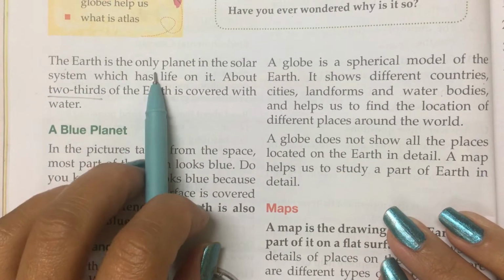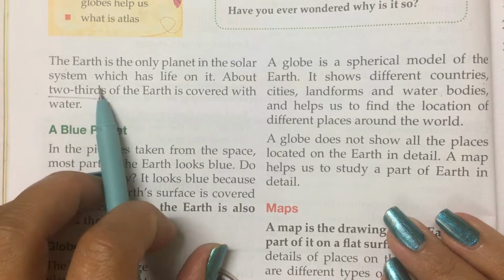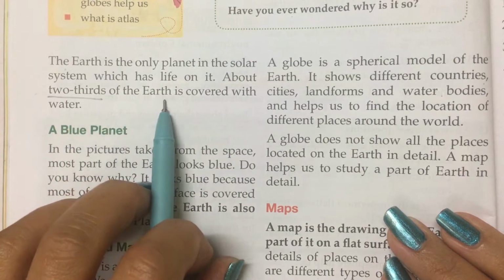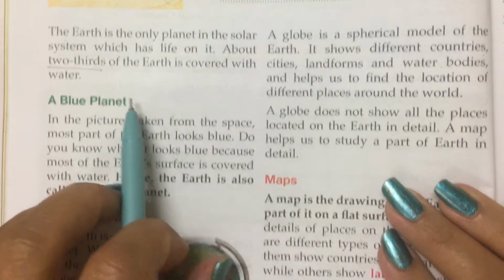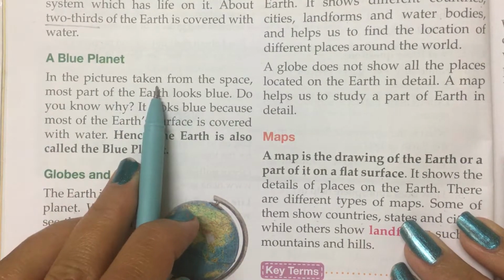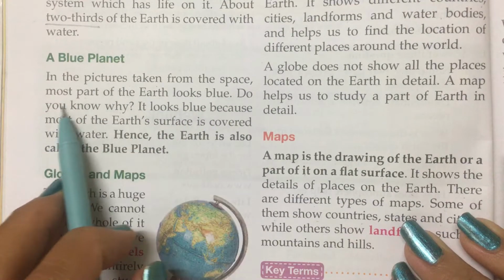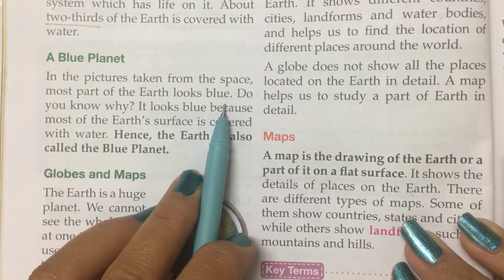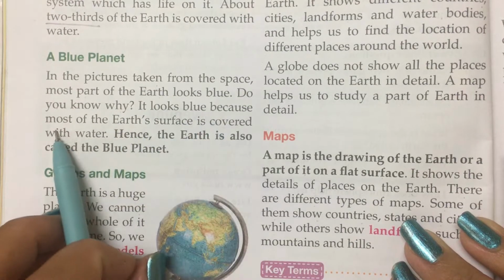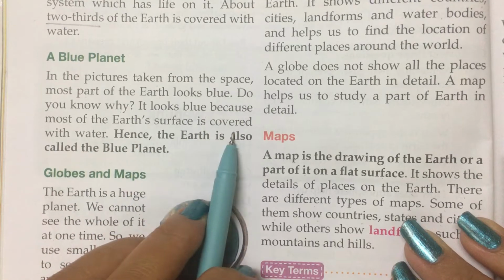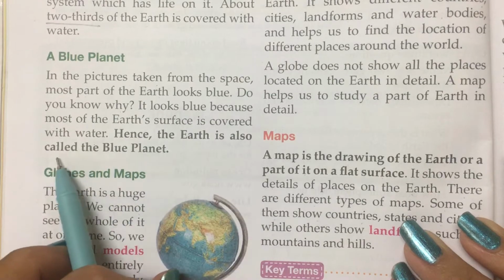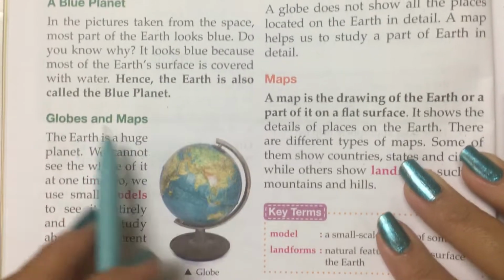The Earth is the only planet in the solar system which has life on it. About 2/3 of the Earth is covered with water. A blue planet. In the pictures taken from space, most part of the Earth looks blue. Do you know why? It looks blue because most of the Earth's surface is covered with water. Hence, the Earth is called the blue planet.